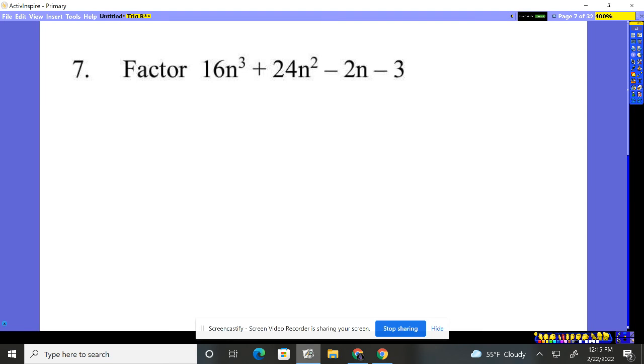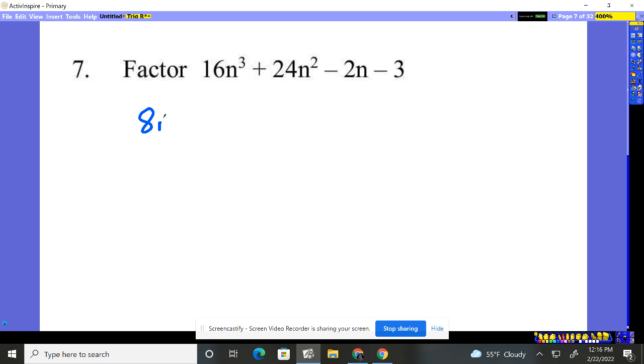All right, number 7, factor. I see 4 pieces right away. I'm like, hey, it's got to be factor by grouping. So in this first set, the first 2 pieces, what comes out? 16 and 24. Looks like an 8 will factor out.